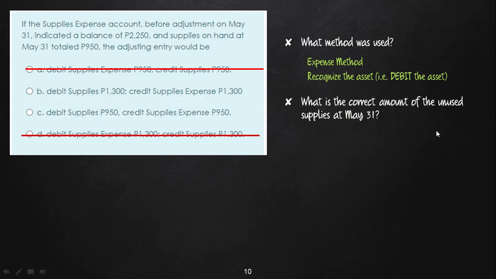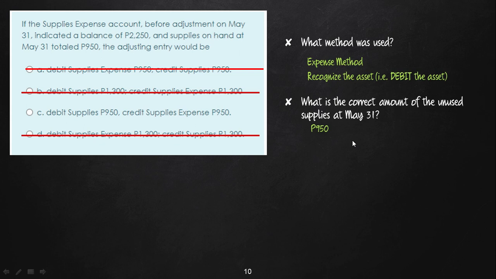So next, tuling tanawon. What is the correct amount of the unused supplies at May 31? Okay, so the unused supplies, unsa man ang unused supplies? Mao na ang asset or mao na siya ang expense? Unused, wa pa nagamit. Diba? The unused supplies is actually the asset portion. And the unused supplies nato is 950. So therefore, pangitaon na ni debit og asset nga ang amount 950. And so therefore, matangtang na din nato ang choice B, and then the correct answer then is letter C. Debit supplies, credit supplies expense.